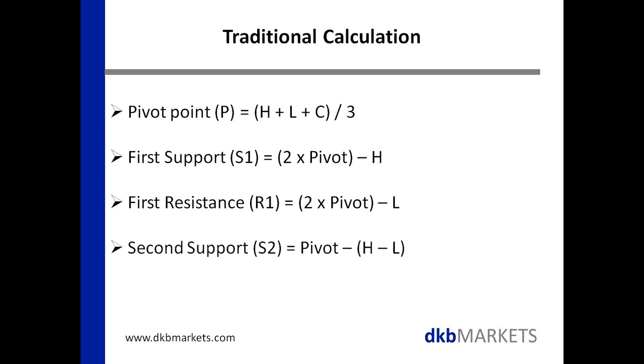The second support, or S2, is the pivot point minus the highest price minus the lowest price from the previous trading day. And the second resistance, or R2, is the pivot point plus the highest price from the previous trading day minus the lowest price from the previous trading day. So this is how you calculate the pivot point and the support and resistance levels, and then apply it on your charts, and then you can use it to trade.